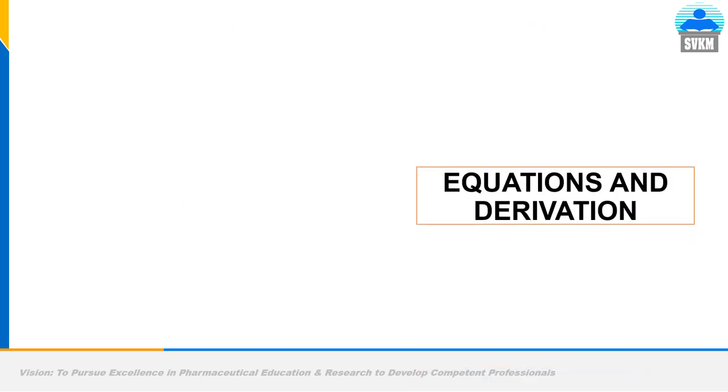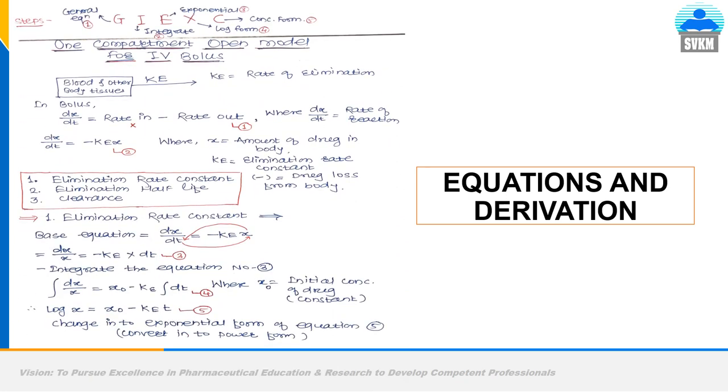Now, let us see the equations and derivations required for pharmacokinetics of the one compartment open model for IV bolus injection. See the model. There is a single compartment, that is, blood acts as a single compartment from which this arrow indicates that elimination will take place. That's why it is an open model. The central compartment acts as blood, and this arrow KE represents the rate of elimination, which shows the model is open.